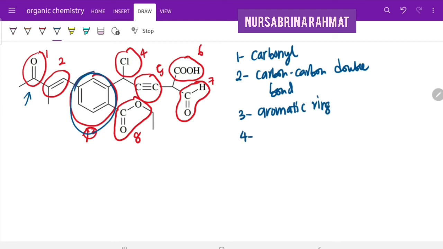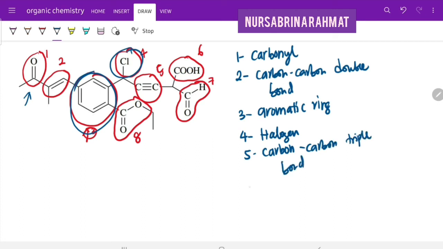Okay, the fourth functional group is consisting of chlorine, which is a halogen. Okay. And the number 5, we have here C triple bond with another C. So this one we call it as carbon-carbon triple bond. Okay, so number 6 is COOH. So number 6 is carboxyl.